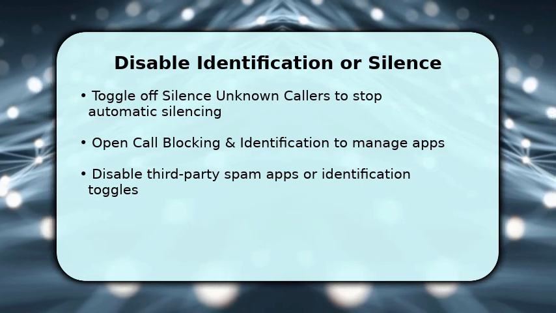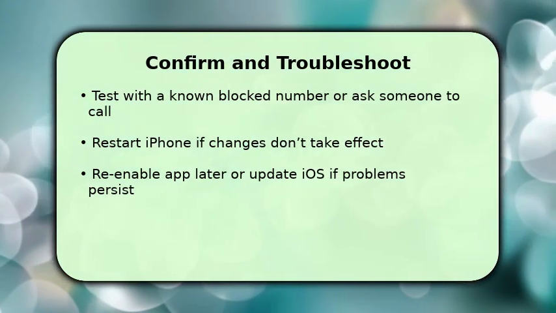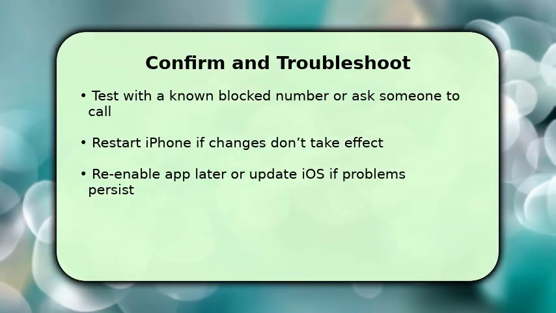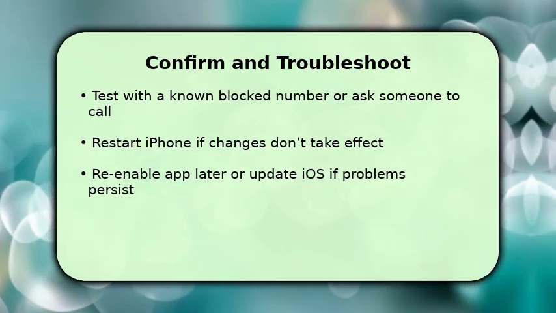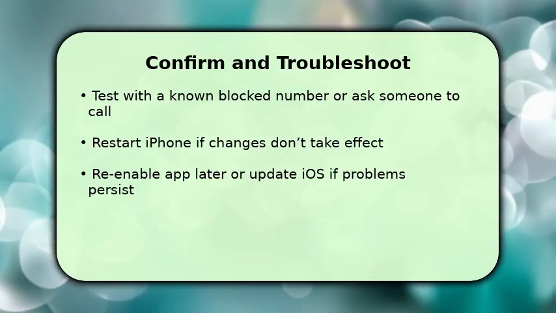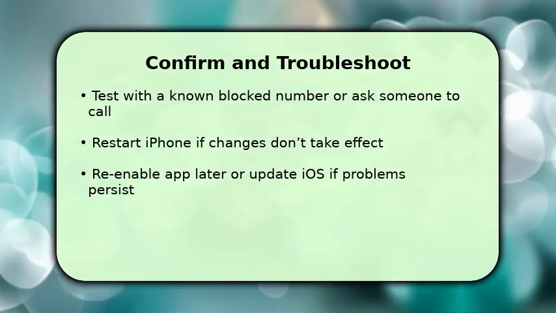To finish, you test the change by calling your iPhone from a number previously blocked or by asking a friend to call. This proves the blocker is off. If calls are still silenced or labeled, restart your iPhone to force settings to refresh and make sure the spam app is fully disabled in settings.